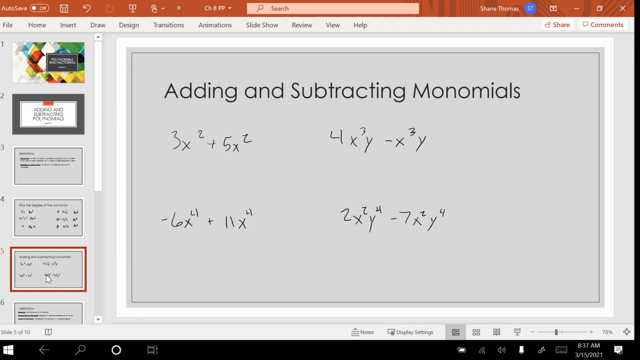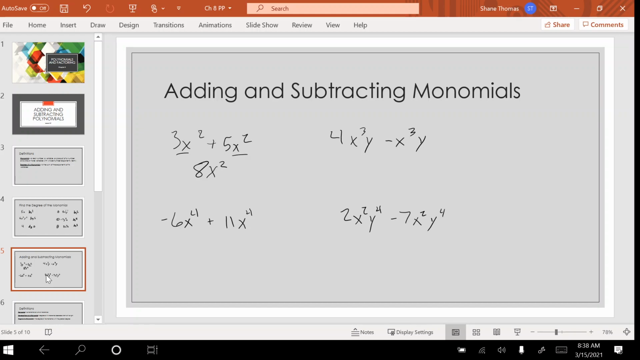Let's do a little adding, subtracting with them before we move forward. Adding, subtracting monomials is combining like terms. That's all it is. So if I do the first two, 3x squared, 5x squared, do they both have the same variable? Yes, it's both x squared. So I can add the coefficients, right? 3 and 5 is 8. So I have 8x squared.